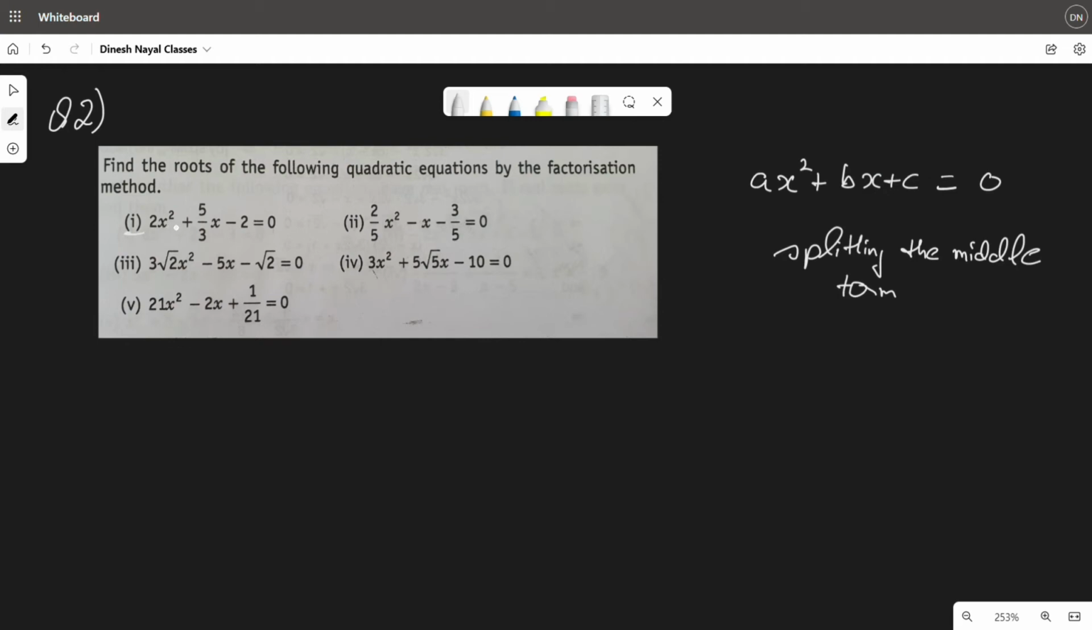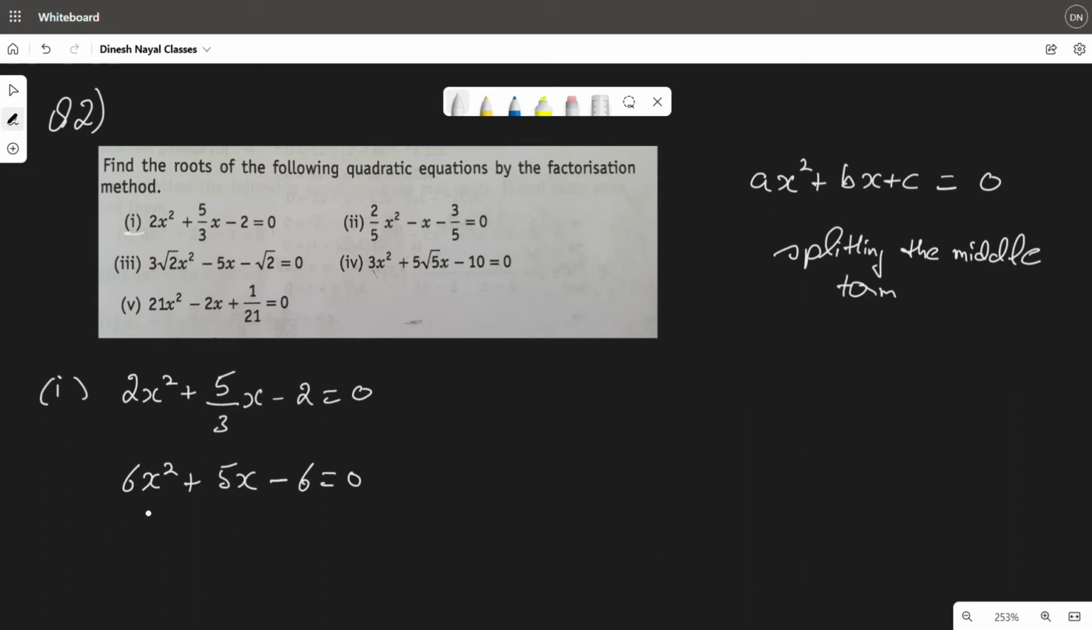So the first part is 2x square plus 5 by 3x minus 2 equals 0. Now see, multiplying this whole equation by 3. So what you will get: 3 into 2, 6x square plus 5x, as 3 and 3 will get cancelled, and minus 6 equals 0. Now you should note one point.